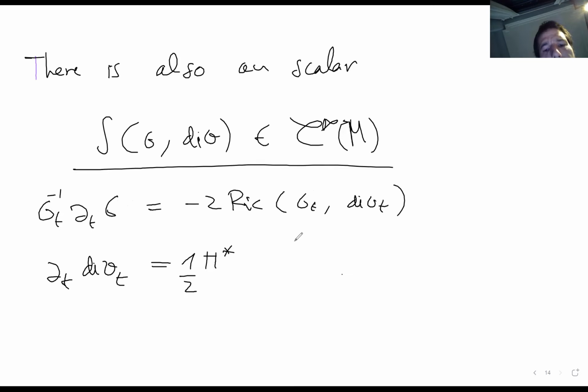I think this probably has a half. No, because it should have a 2, so probably it doesn't have anything. I don't know, some factor. d of s g div.